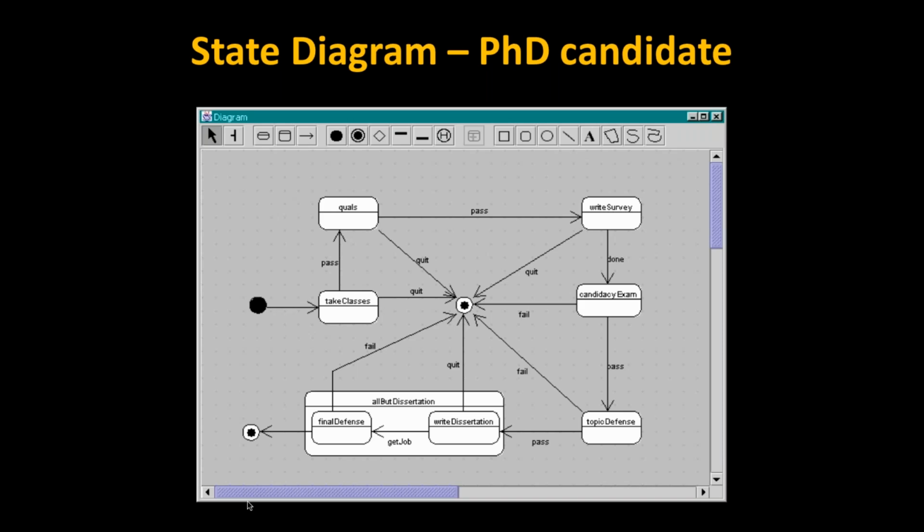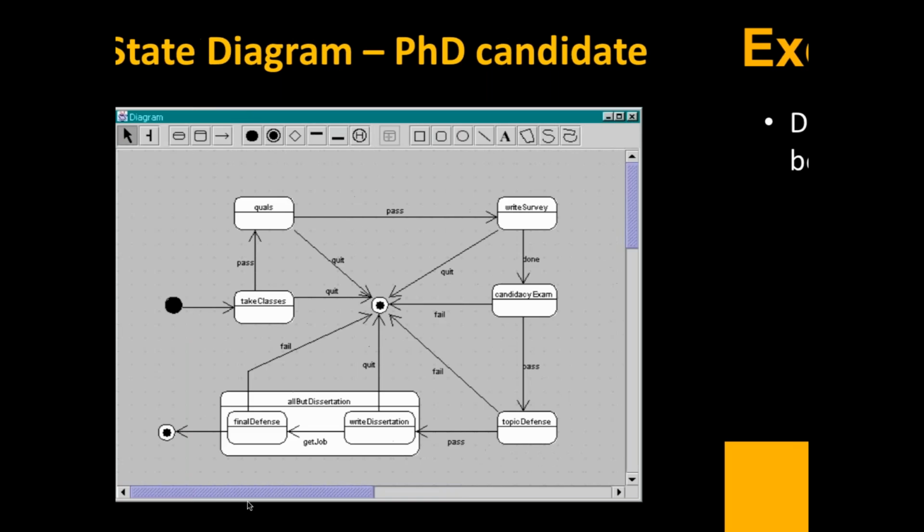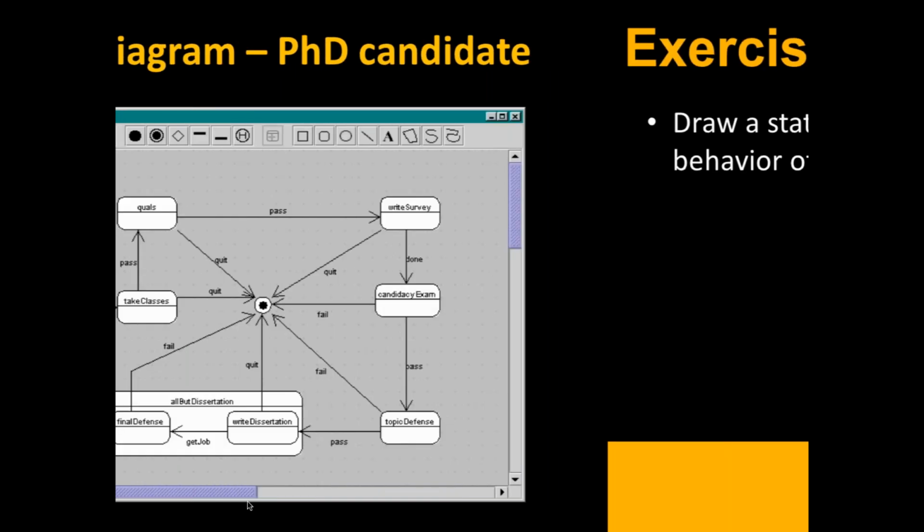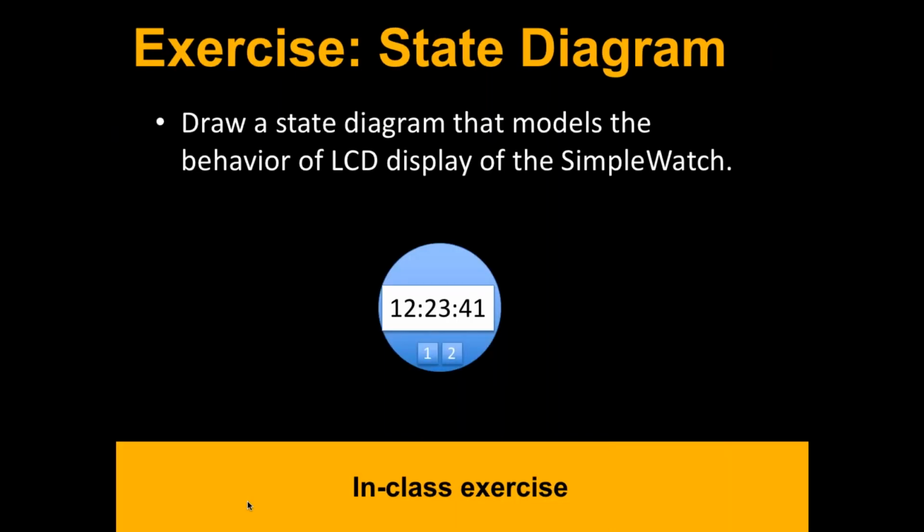So that was the introduction to the abstract conceptualization of state charts. The next thing is to now try out an exercise, hands-on, so the students are able to think through this concept and apply it in a certain given situation. So here's an exercise. Think about a state diagram, the different states and the stimuli, that models the behavior of an LCD display of a simple watch.